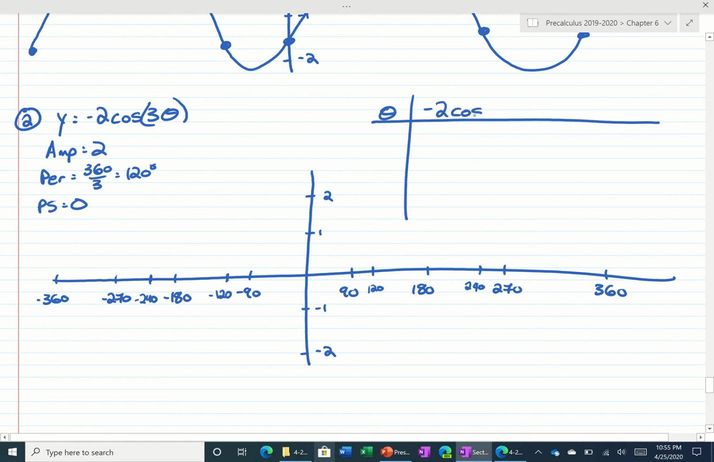So negative 2 times the cosine of 3a. Start at 0 this time. We'll use the 120s. So negative 2 times the cosine of 3a, and use 0. And I'm getting negative 2. So 120 degrees later, it'll be the same thing. 120 degrees later, the same thing. 120 degrees later, same thing. 120 degrees in the other direction. Alright, so that's good.